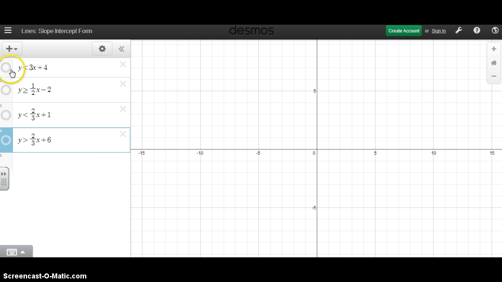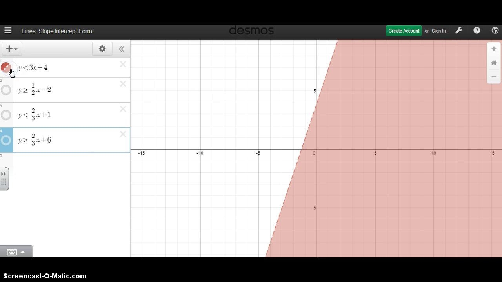So just so you can see that, for this first one, the graph looks like this. We have a y-intercept of positive 4. You're going to go up 3 and over 1, because that's how you make 3 into a fraction, by putting it over 1.